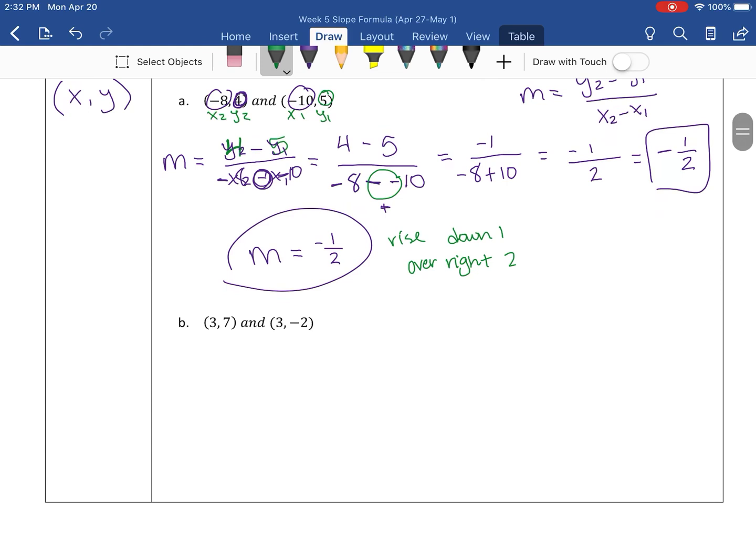We're going to use that formula again. So again, start off by labeling. So I'll let this be my x1, y1, and here's my x2, y2, and I'm just going to plug those in to my formula.